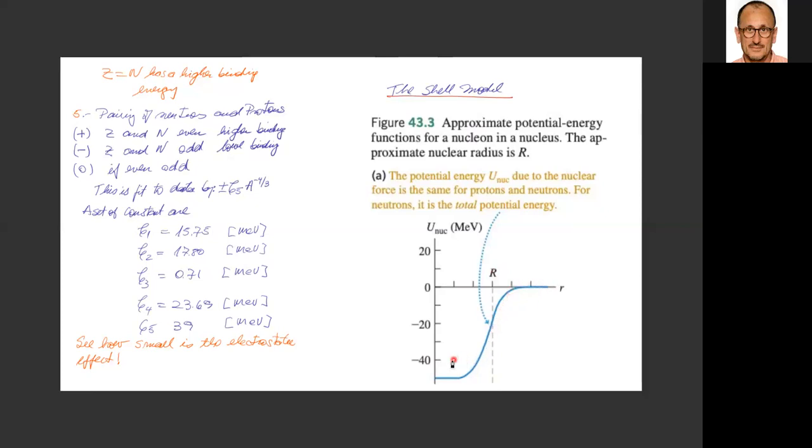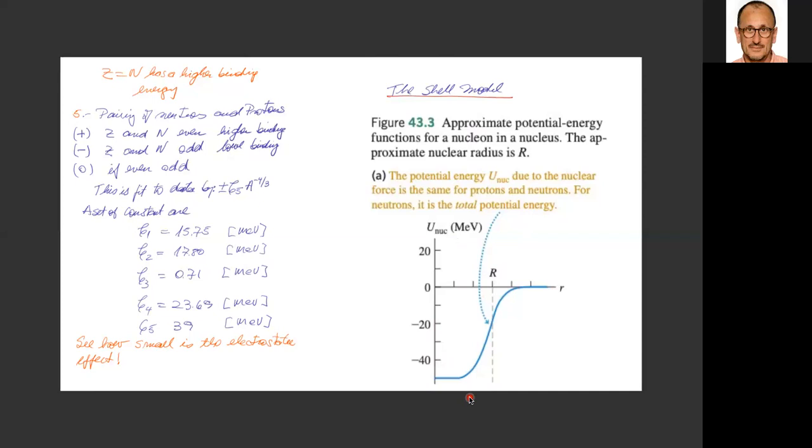That's why it goes down. And how deep does it go? For a particular nucleus, it goes something like 50 mega electron volts deep. Okay, that's what it is. And so this is an approximate function. And what can you think about this?